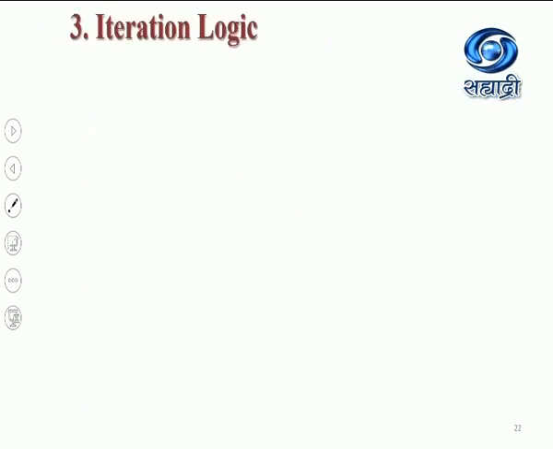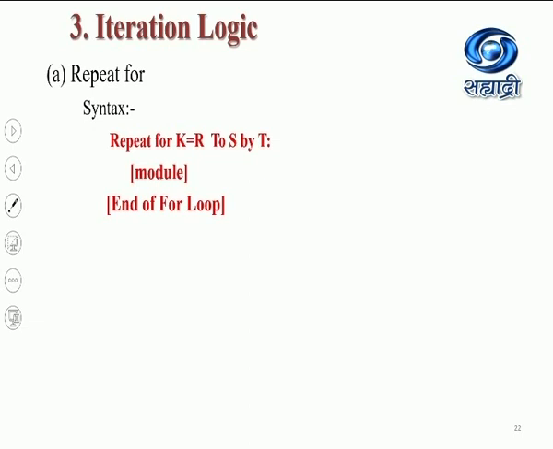Iterative logic. Third type is iterative logic. In that there are two types of structures, repeat for and repeat while. While we write our algorithm, we will use most of the time this repeat for. So in repeat for, the syntax is repeat for k is equal to r to s by t. Then till this condition is true, that number of times that module will be executed. Then end of for loop.